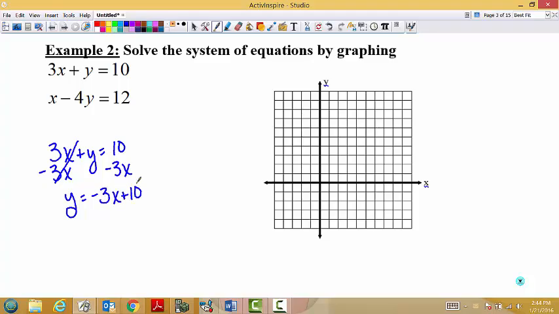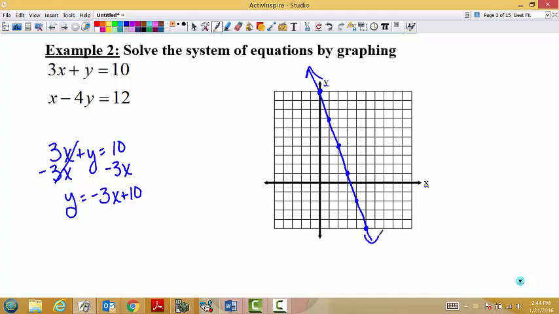So that means I'm going to go up 10. 1, 2, 3, 4, 5, 6, 7, 8, 9, 10. And I'm going to go down 3 over 1. Down 3 over 1. And go ahead and just put a whole bunch of points on there, and connect them as best you can.